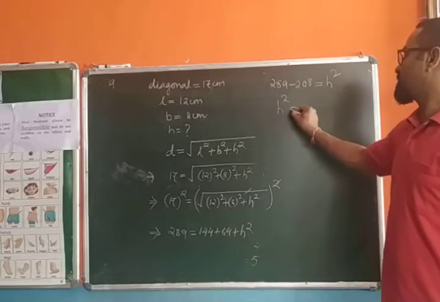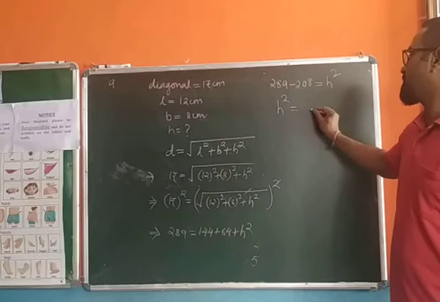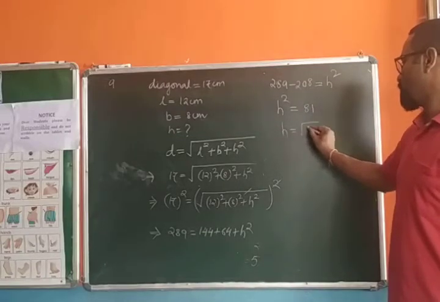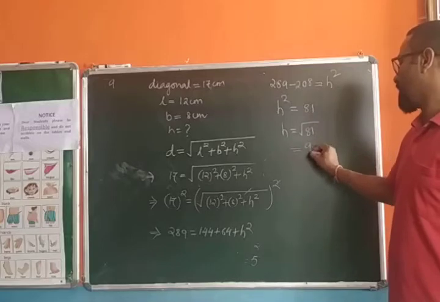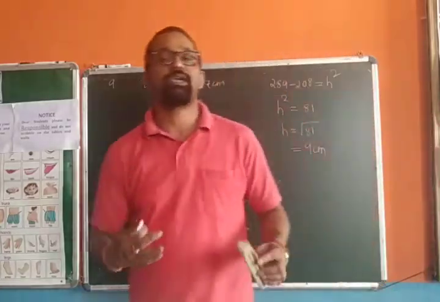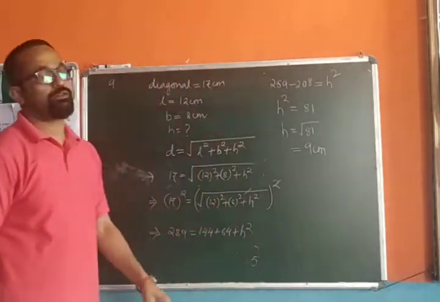Make h square the subject of the formula. Subtract this. You get 81. H equals root under 81. Square root of 81 is 9 centimeter. The height of the box is 9 centimeter.